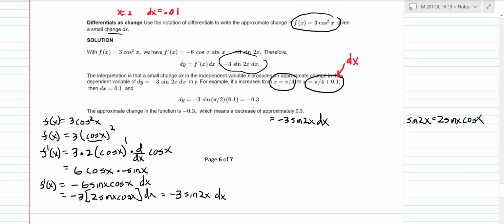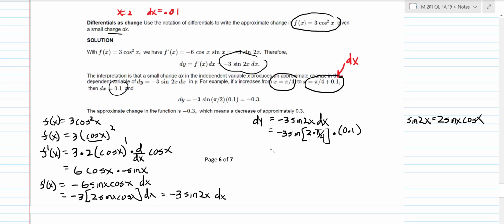All right. Now what we're going to do is plug in pi over 4. So we're going to do negative 3 sine of 2 times pi over 4. Then we're going to multiply by the differential, which is the 0.1. Okay, that's your dx right there. So we're going to work this out.